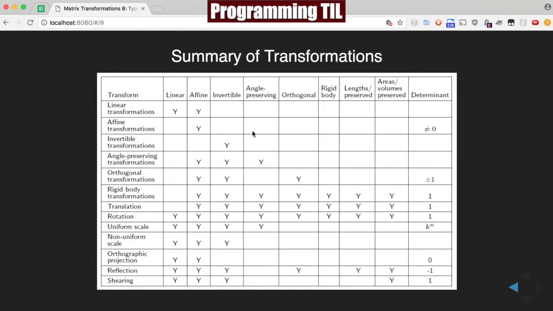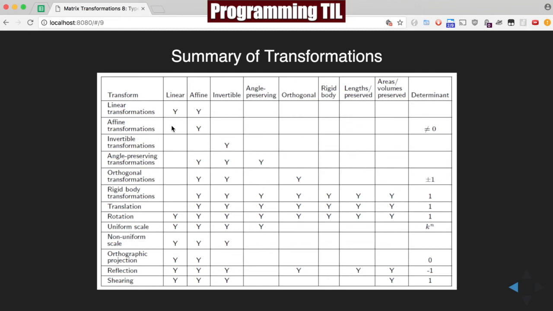And in summary, we have this chart here. You can take a look at the transform at the top, and you can see each of the transformations on the bottom. We can basically see that a linear transformation is always linear and always affine, but it's not necessarily invertible, angle-preserving, orthogonal, rigid body, length preserved, area or volume preserved, or determinant. Just because these have no value here doesn't mean it's never. It just means it may not be the case.